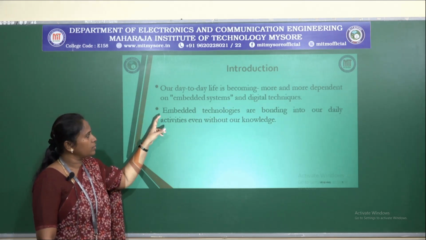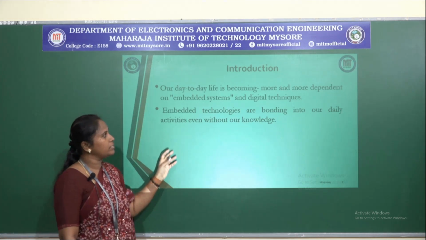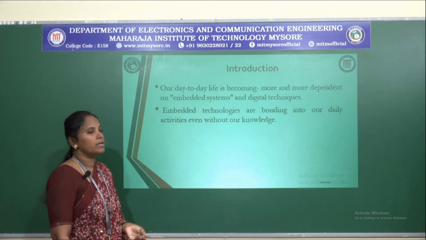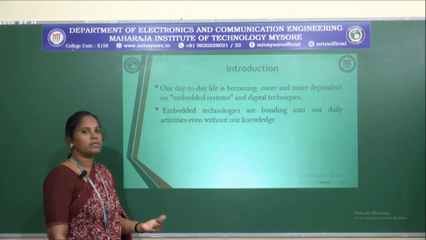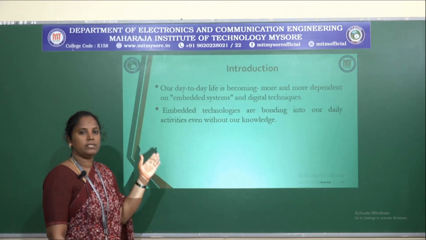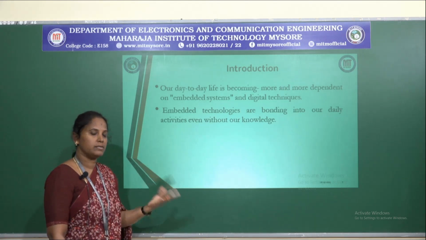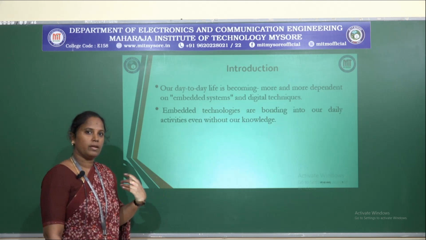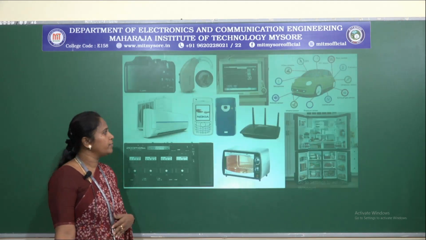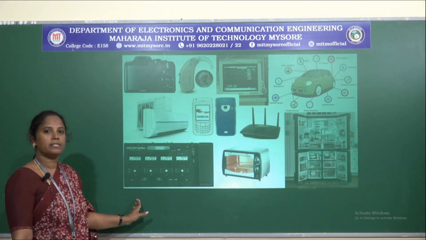In embedded systems, we have different technologies implemented for any given system. With or without our knowledge, we use some embedded technology in a home automation system, or in industry, or in aeronautical or automotive fields, etc. So we have different types of applications where embedded systems are used.